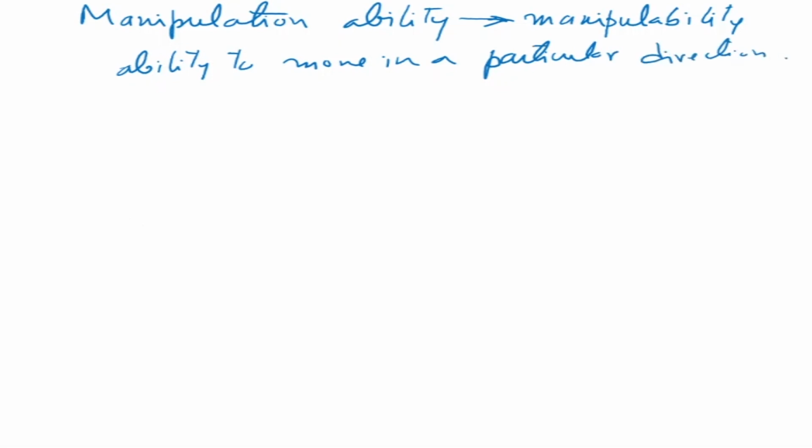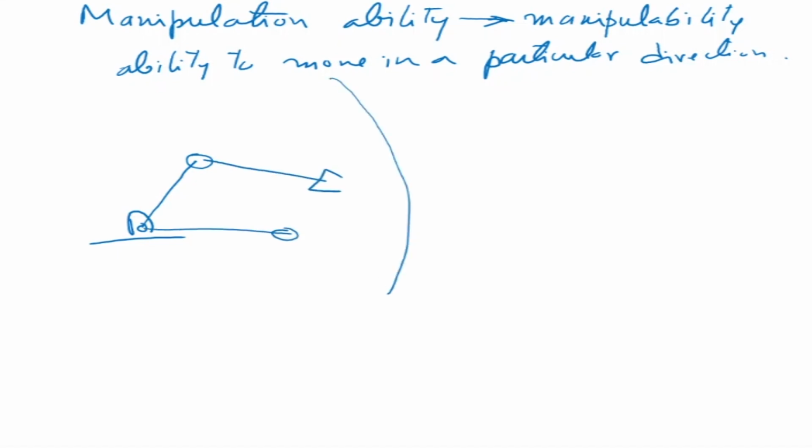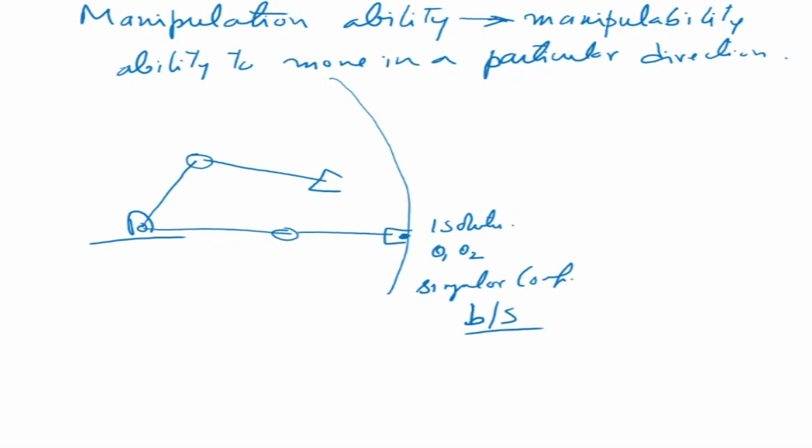Now let me explain how it is related to singularity. So I have this manipulator like this. On the boundary, when it becomes a straight line, in that case it has only one solution in terms of theta 1 and theta 2. There is only one solution, and it is in singular configuration, and this is called the boundary singularity.